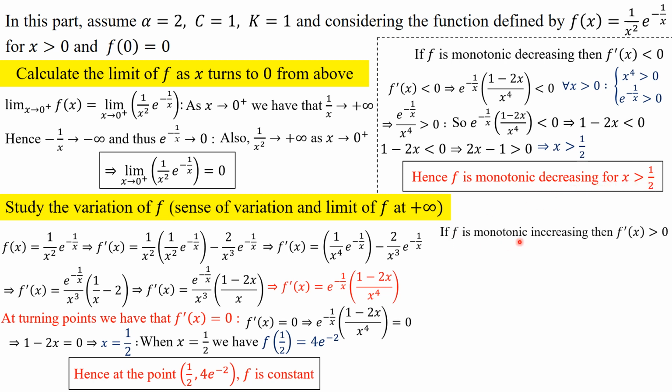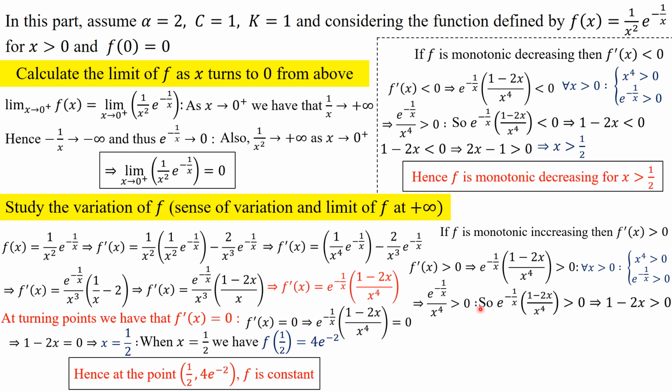Alright, if the function is monotonic increasing, then the first derivative is greater than 0. The first derivative being greater than 0 means that e raised to the power negative 1 over x times 1 minus 2x, all divided by x raised to the power 4 is greater than 0. We carry out the same analysis. X is greater than 0 as we have been given initially. X raised to the power 4 will also be greater than 0, and the exponential function is always greater than 0. So the ratio between e raised to the power negative 1 over x and x raised to the power 4 is also greater than 0.